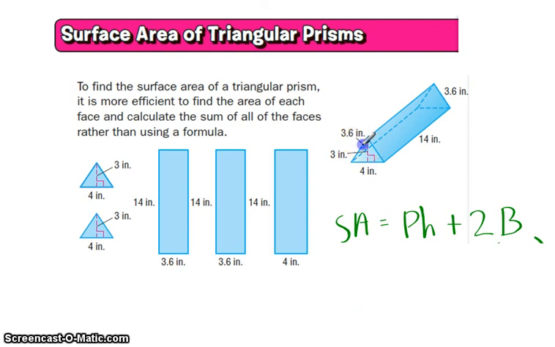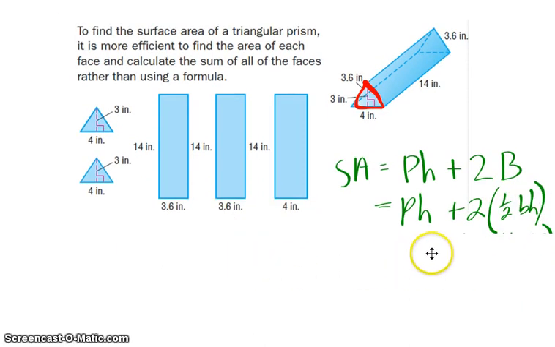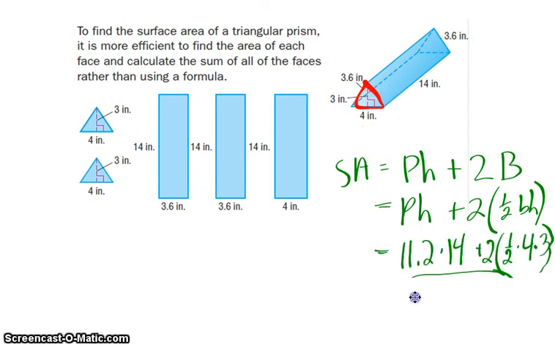So we have to use the formula 1/2 base times height. Okay, let's plug in what we know. Our perimeter is going to be over here. We have 3.6 plus 3.6 plus 4. There's our perimeter. Our height is 14. 2 times our base. We get 168.8.